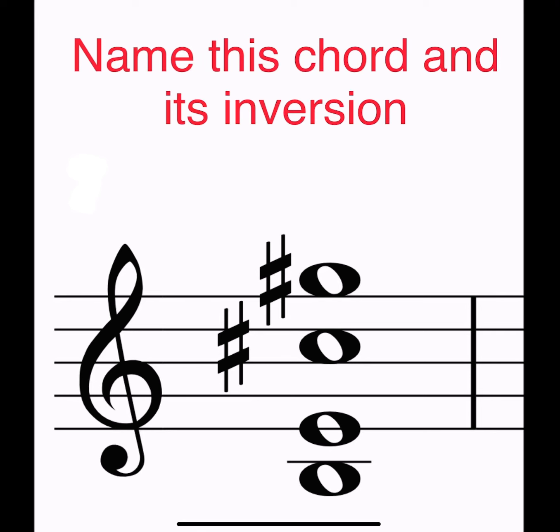I recently received some comments and questions on music theory video number 740, so I wanted to make this follow-up video going into some more details. In the original video, we were asked to name the chord and its inversion, and I said that this chord written here was a C sharp minor 7 chord, and it was in third inversion because the 7th of the chord was down in the bass.